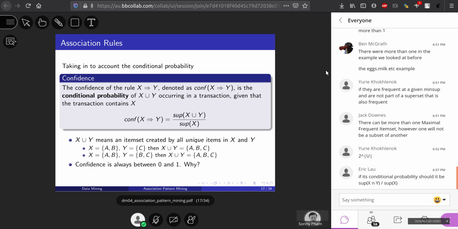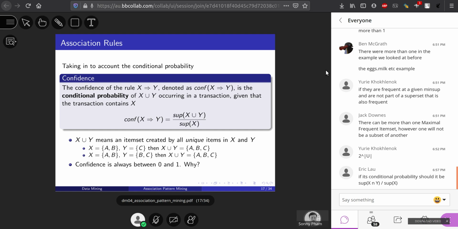Yeah, so support of X and Y. This is what we call a set notation. For example, as I show below, if X and Y, then in the set notation we have X cup Y. If you see down there, X is equal to AB and Y is equal to C. Then X union Y, or X cup Y, whatever you call it, is equal to A, B, and C.